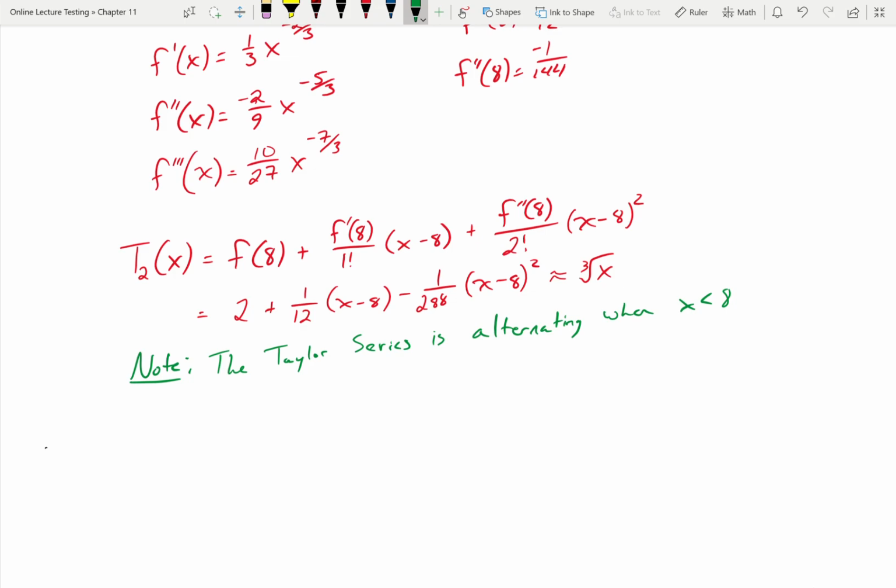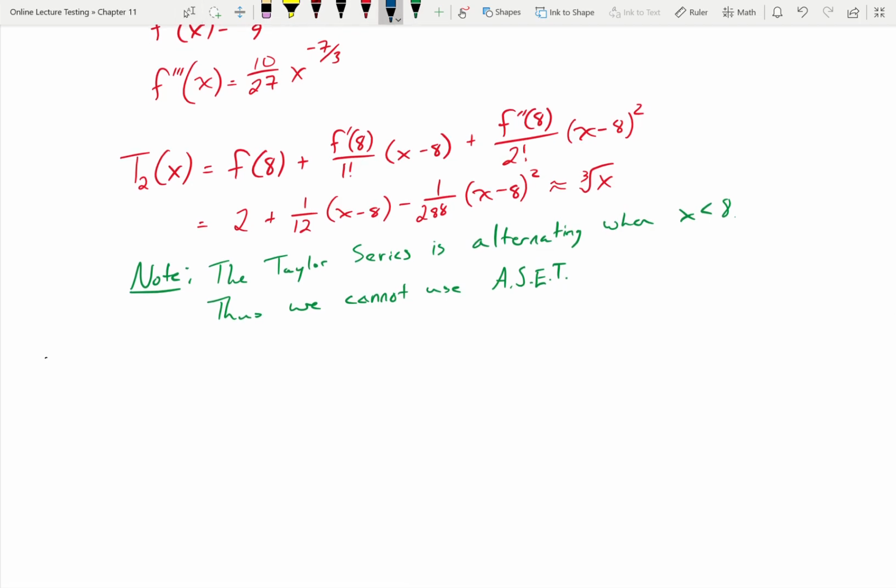So every value above x equals 8 is now an alternating series. But since we're in that interval from 7 to 9, we can't use the alternating estimation theorem. If we were outside of it, we could, but not the case. All right. Thus, we cannot use the alternating series estimation theorem, which you probably figured that I was not going to use, because we need to use Taylor's inequality. We know Taylor's inequality is the catch-all for it, so that's why we're going to do that.